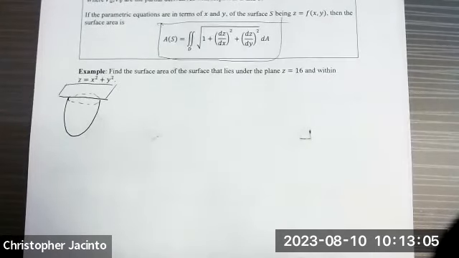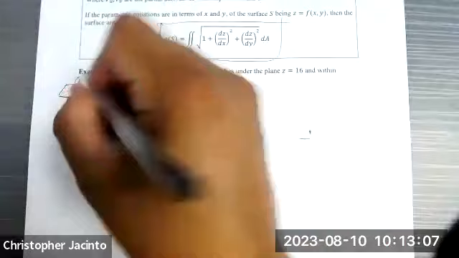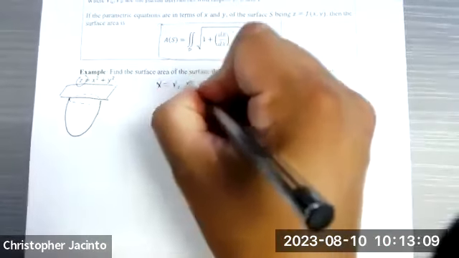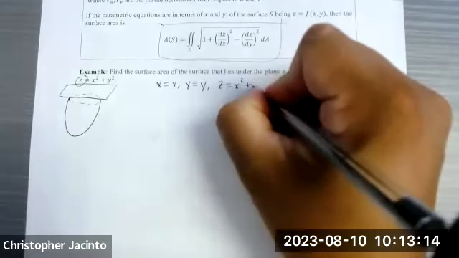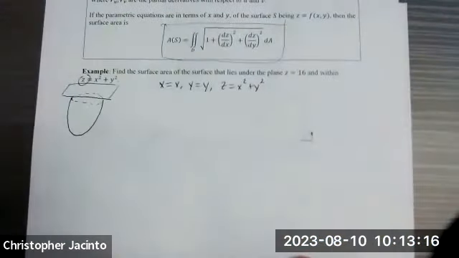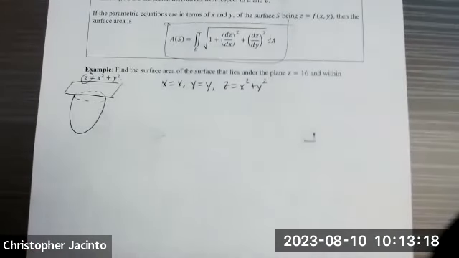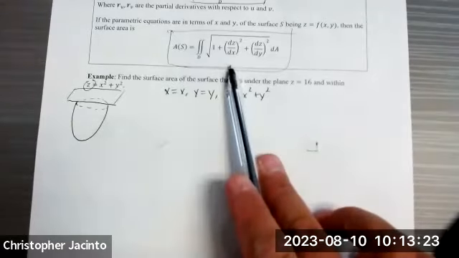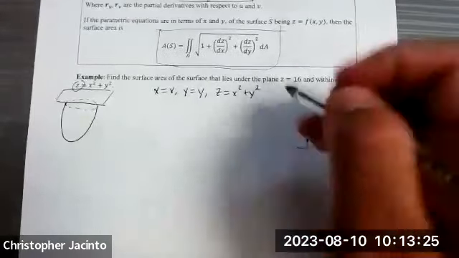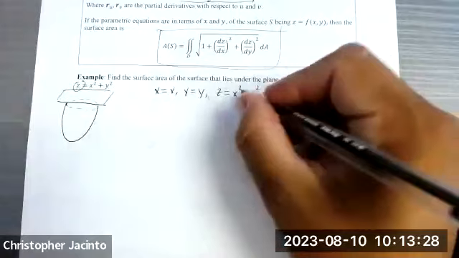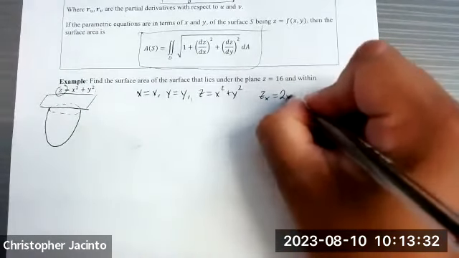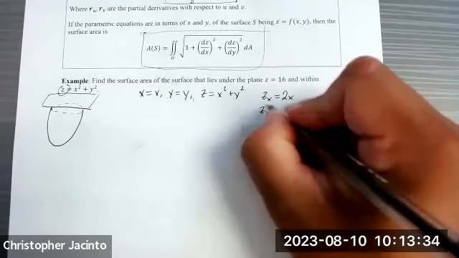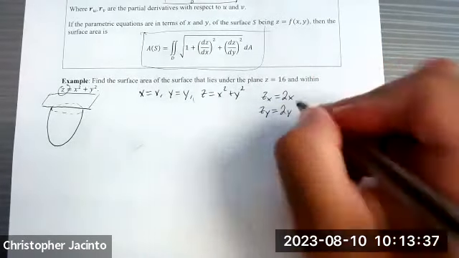So we'll say x equals x, y equals y, and then z is equal to x squared plus y squared, just like we did last time, just a trivial one. We're going to follow what we did above. So we define the partial derivatives of z with respect to x and y. The partial with respect to x is just going to be 2x, and with respect to y, it will be 2y.